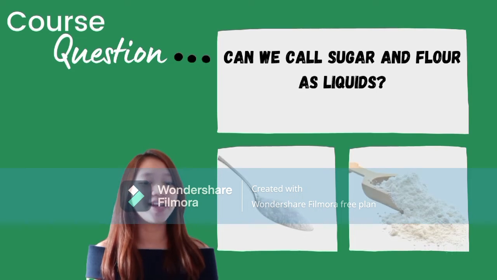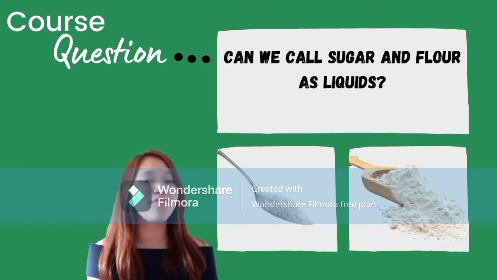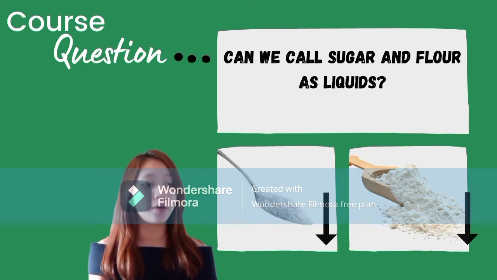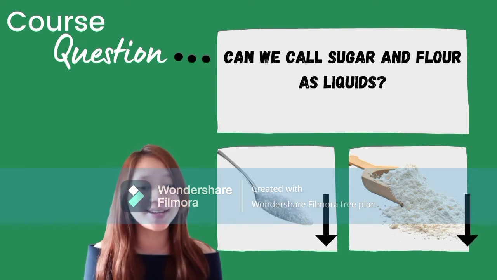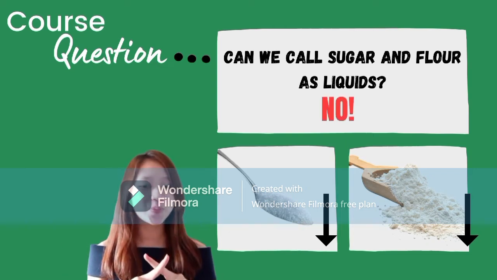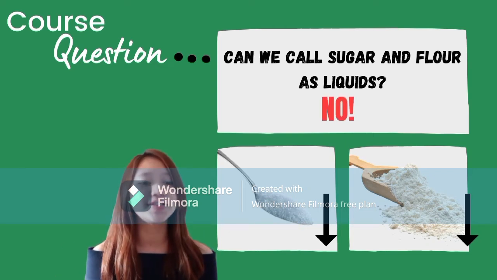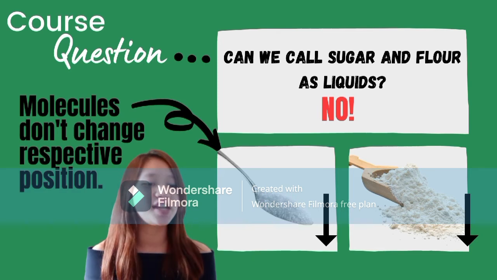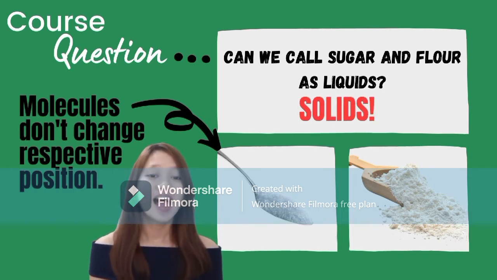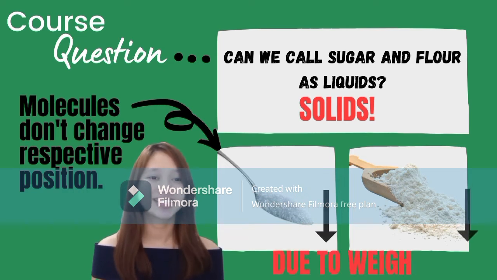Let me ask you a question. Can we call sugar and flour liquids? Because if you tilt a spoon of sugar and a spoon of flour, they both flow in a downward direction. Can you guess the answer? Well, the answer is obviously no. The molecules or particles of sugar and flour do not change their respective positions with the passage of time. Hence, they are not fluids, they are solids. They fall off from any object due to their weight.